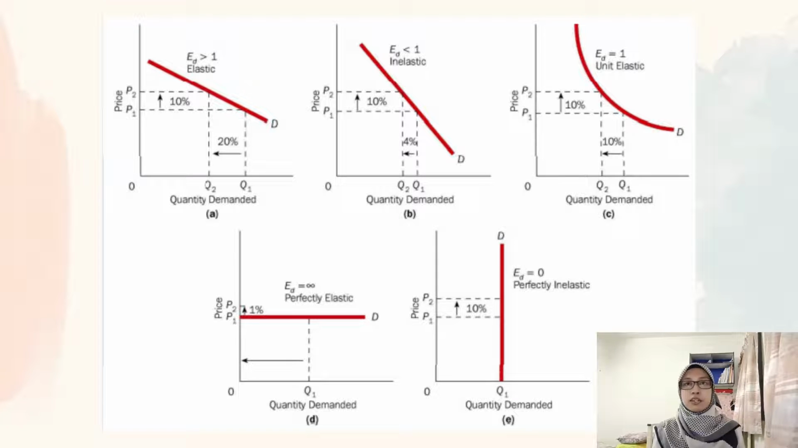Graph D is perfectly elastic, when the percentage change in quantity demanded is infinite, even if the percentage change in price is 0. The final graph is perfectly inelastic. This means that a small change in price will have a large change in quantity demanded.